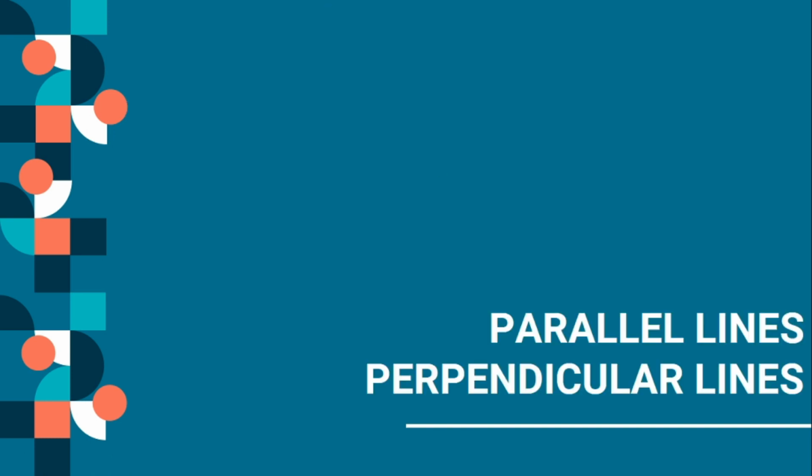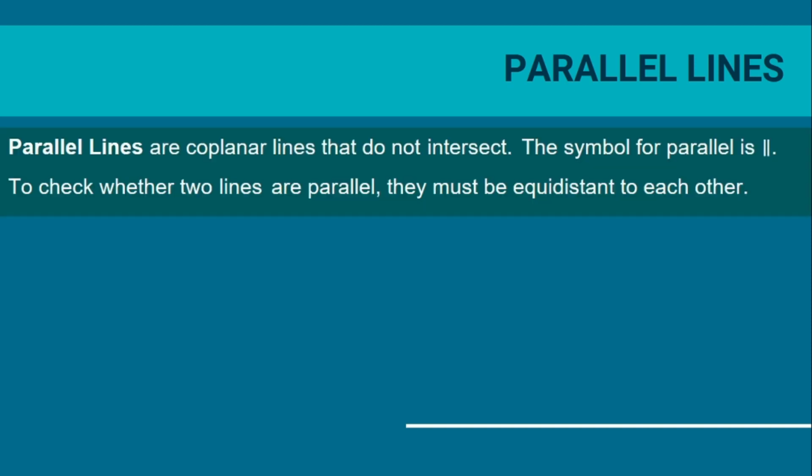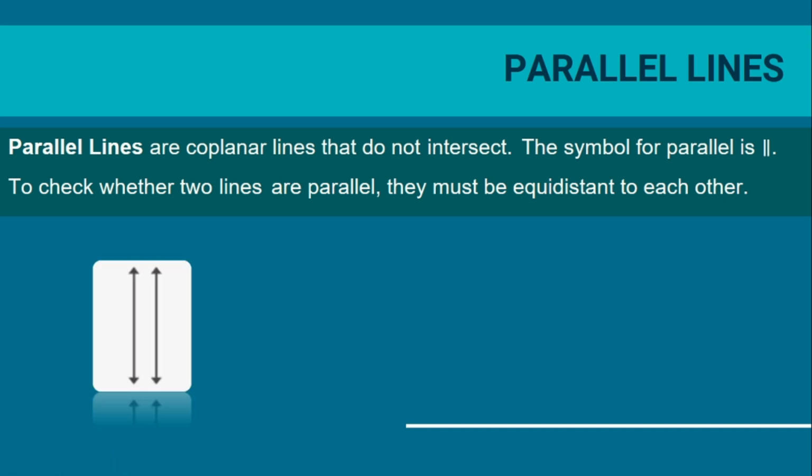Okay? Last, so we have here the parallel lines and perpendicular lines. So, paano ba natin nasasabi na ang lines are parallel? Parallel lines are coplanar lines that do not intersect. The symbol for parallel is this one. It's just like two lines. Okay? To check whether two lines are parallel, they must be equidistant to each other. Ibig sabihin, yung dalawang line, meron silang same na distansya sa isa't isa for us to say that they are parallel.